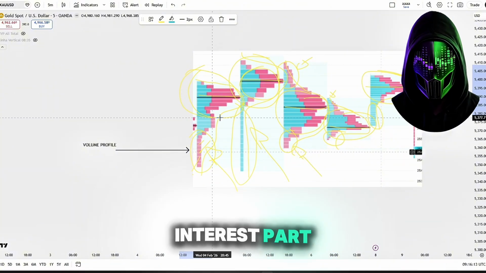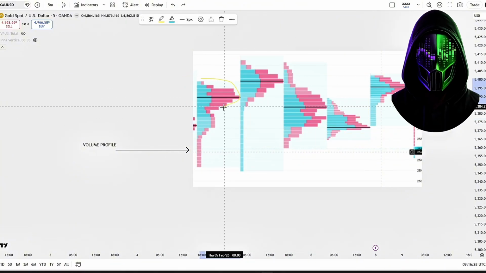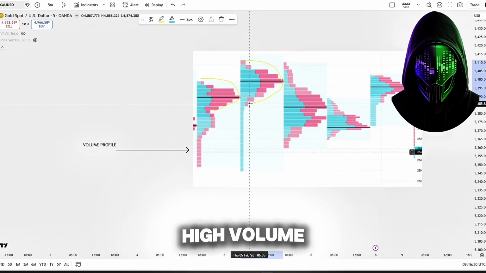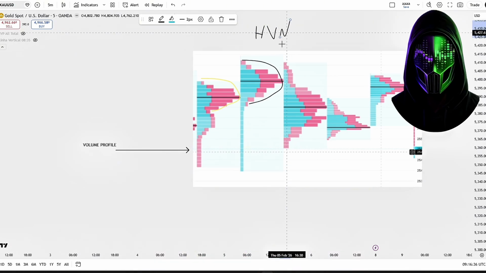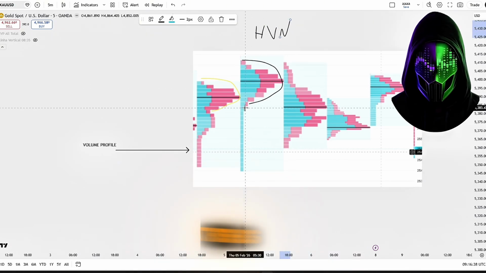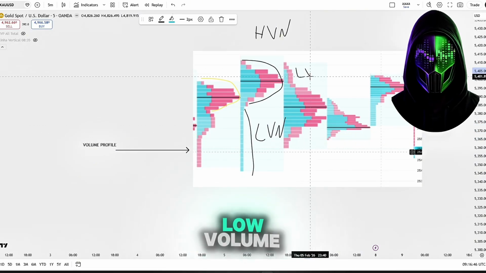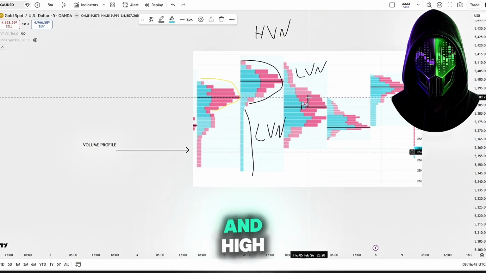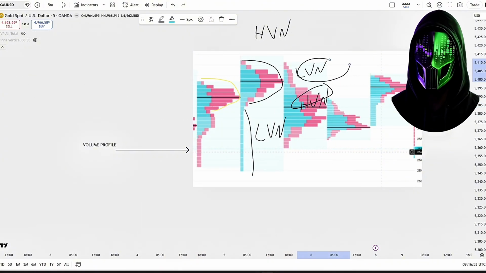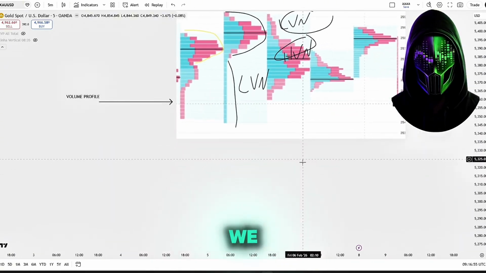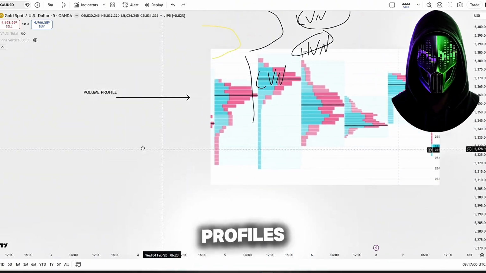So you have the most interesting part of the market here. So here you have the volume nodes, right? And this is a high volume node. Let me put it in black. High volume node. This is a high volume node. This here is a low volume node. Low volume node and high volume node. This is important, right, guys? All right, so now we have our market profiles and volume profiles of our market.